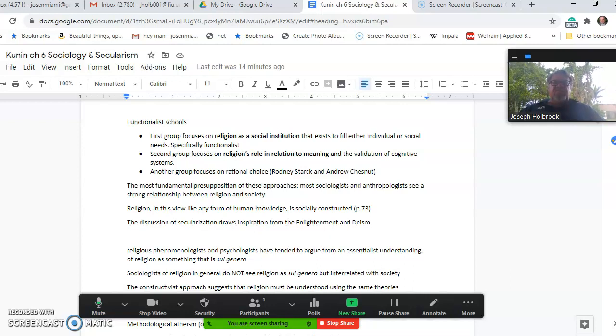The second group focuses on religion's role in relating to meaning and the validation of cognitive systems. This would be, to some extent, phenomenological or interpretive symbolism. Another group focuses on rational choice theory, which is Rodney Stark and Andrew Chesnut. Rodney Stark, and I've misspelled his name there, take the C out, is a historian or sociologist of U.S. religion, and Andrew Chesnut is a religious scholar of Brazil, and he uses rational choice theory to study the competition between Catholicism and Pentecostalism in Brazil.